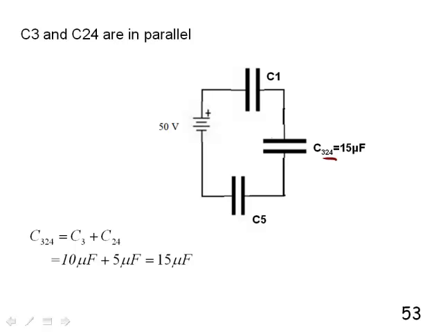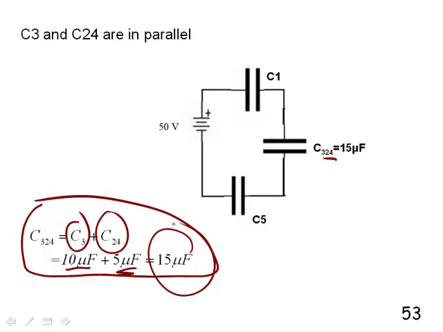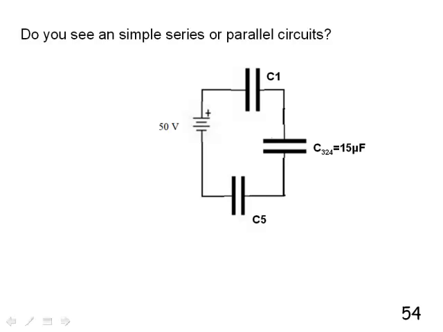So I find the equivalent capacitance of two capacitors in parallel by just adding them up. I had the 10 for C3, and then our C24 was 5. Remember, that was the series combination of 2 and 4. So I add those two together and I get 15 microfarads for C324. Then once again, we haven't finished, because we have to reduce our circuit to one element.